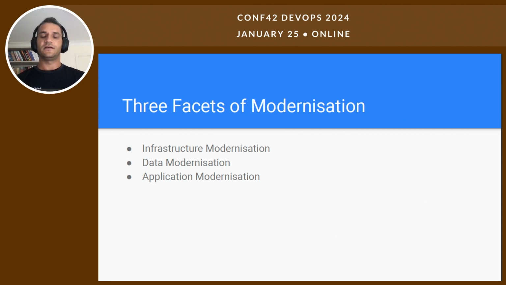Third in the list is application modernization, which is basically the process of updating application architecture, design, and functionality to leverage new technologies and cloud platforms, enhancing scalability, agility, and user experience of the application. A transformative process that goes beyond simple migration to the cloud.